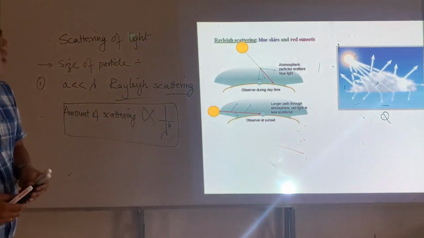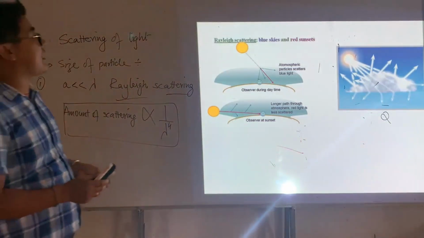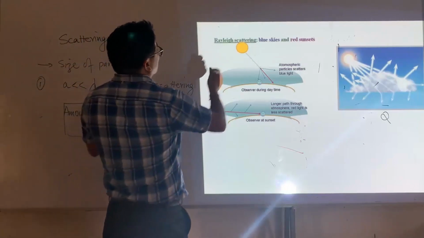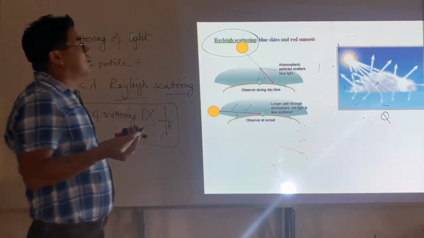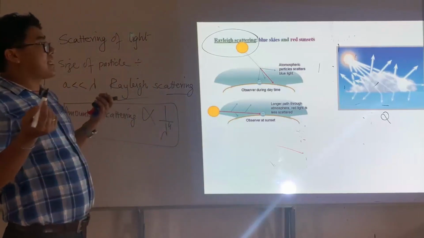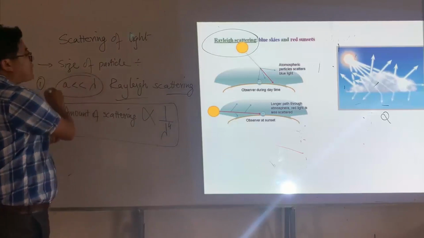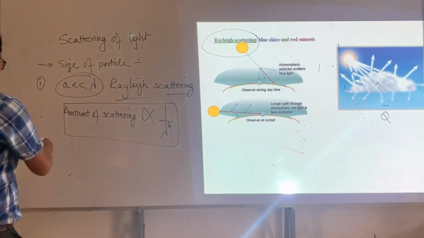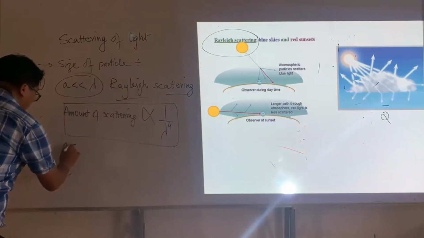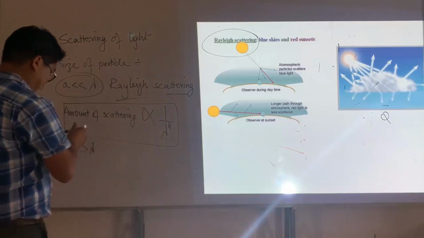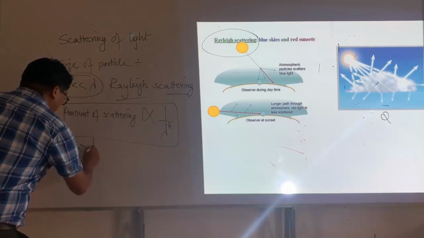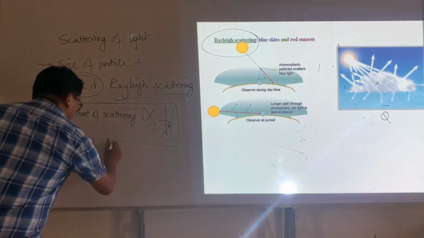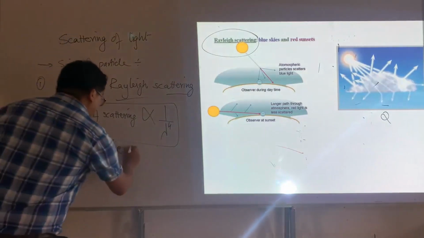And now look at here. So this is what we said: blue skies and the red sunset time are all because of Rayleigh scattering. What kind of scattering is it? The scattering particle is very, very small compared to the wavelength of light. Now next, what about if a particle is much bigger than the wavelength? If a particle is much bigger than the wavelength, then instead of Rayleigh scattering, Mie scattering takes place.